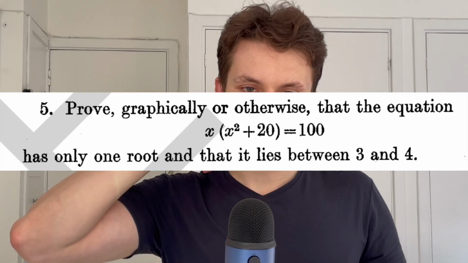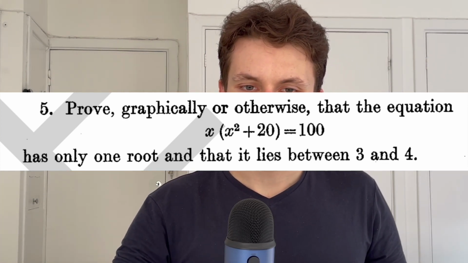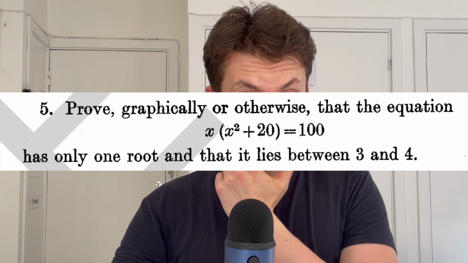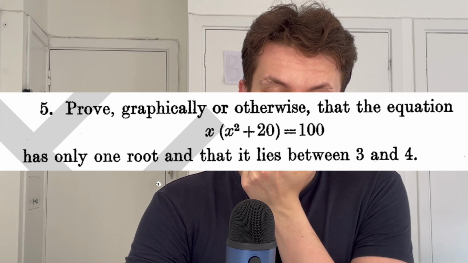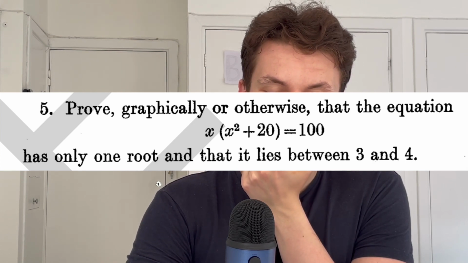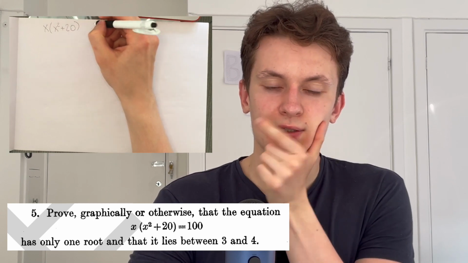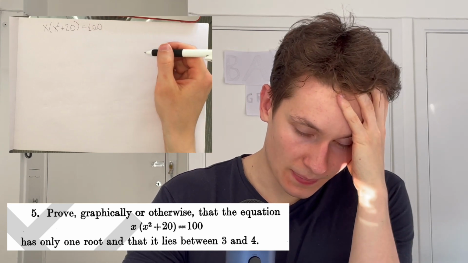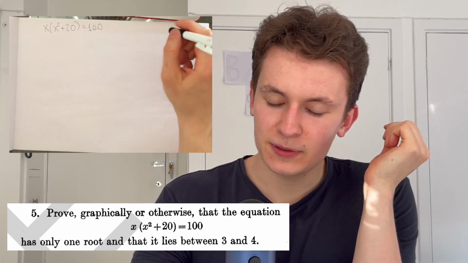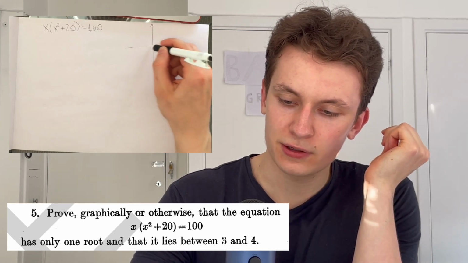Now, let's go on to the next question. Prove graphically or otherwise that the equation has only one root and that it lies between 3 and 4. All right, so they have factored it, so it should be helpful to us: x times (x squared plus 20) equals 100. I like graphic methods more, so let's try and understand what it looks like on a graph.